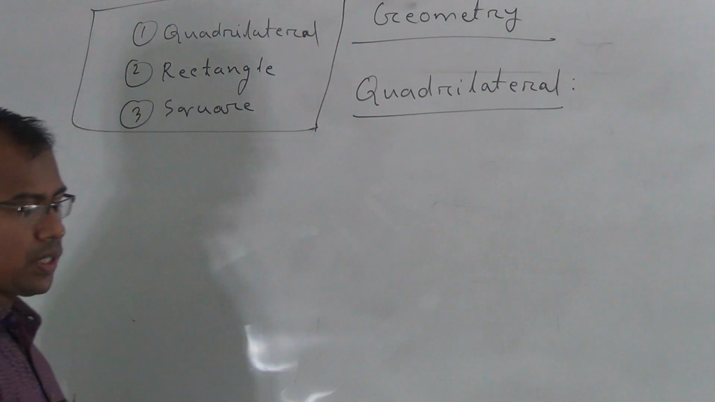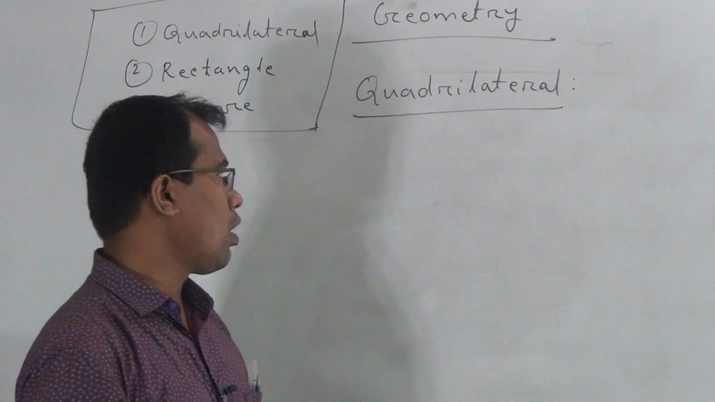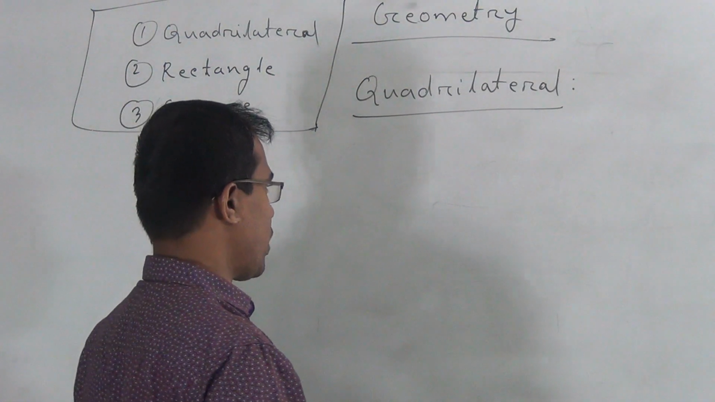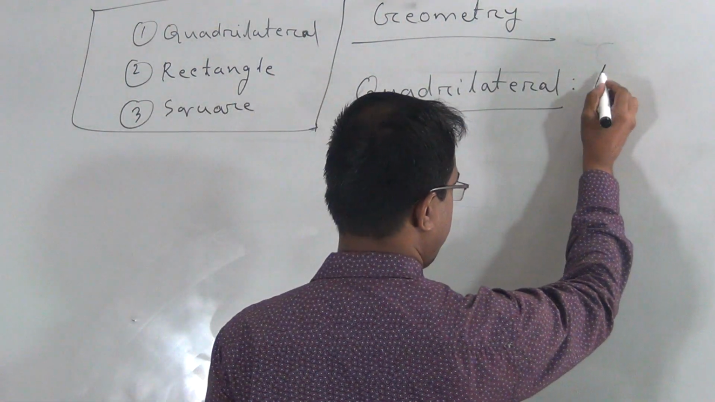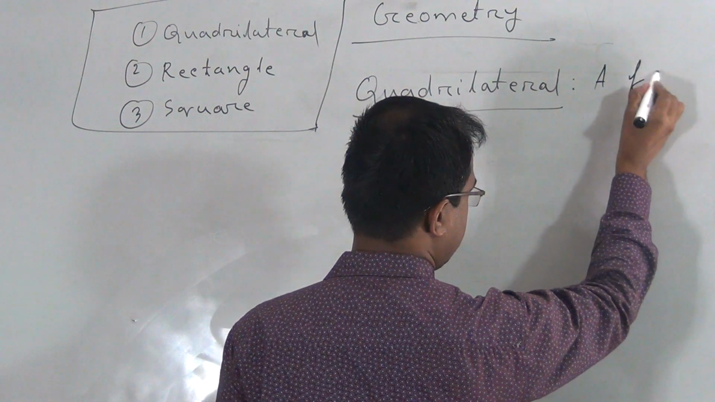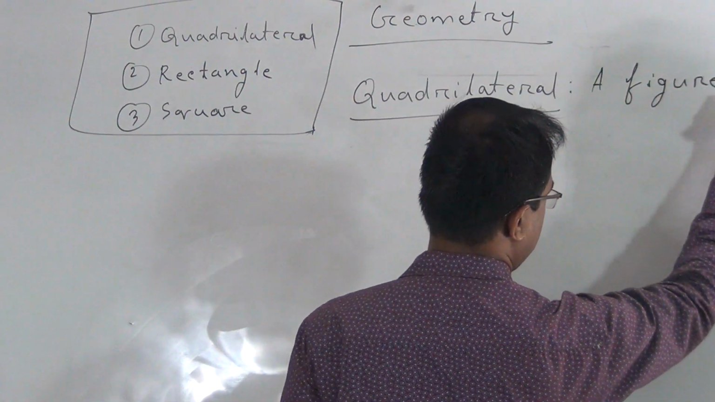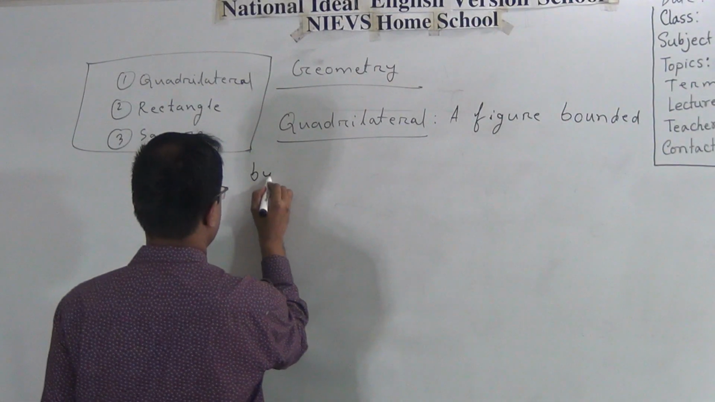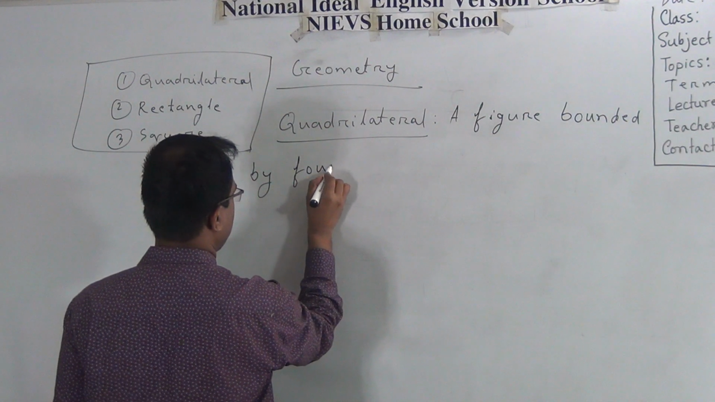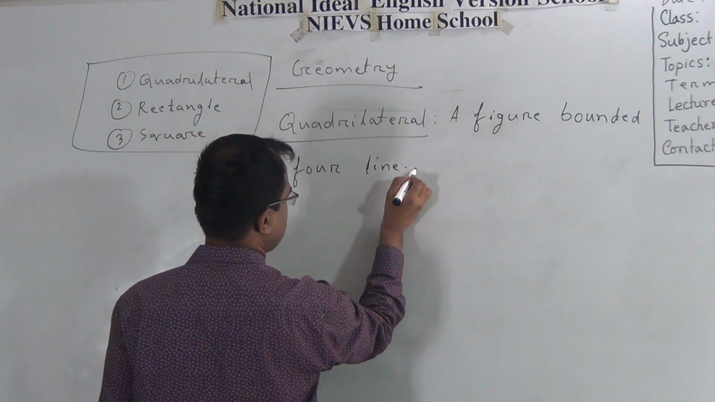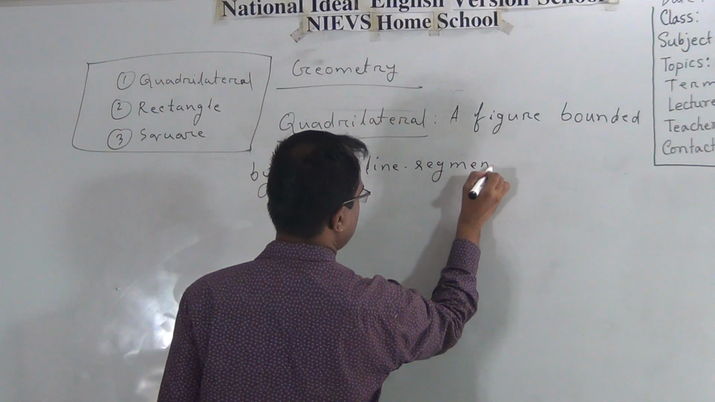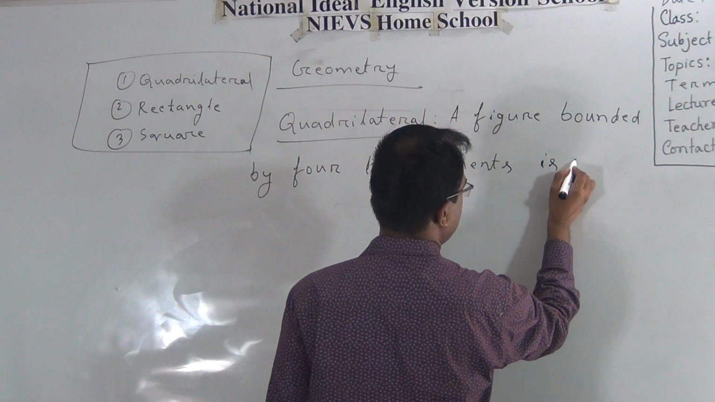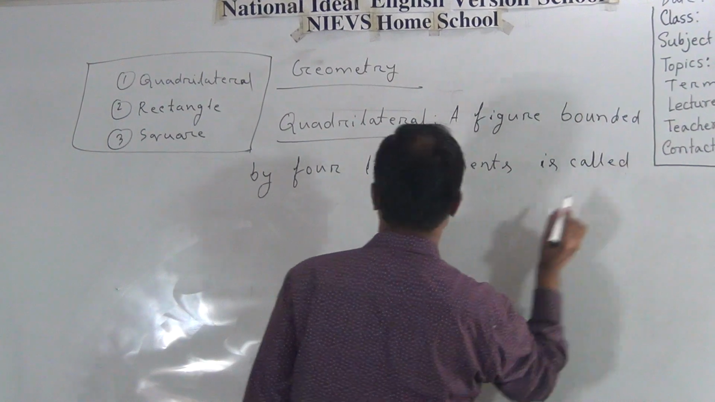Okay, let us start. At first I want to write the definition of quadrilateral, then I will draw the figure of a quadrilateral. What is quadrilateral? A figure bounded by four line segments. A figure bounded by four line segments is called a quadrilateral.